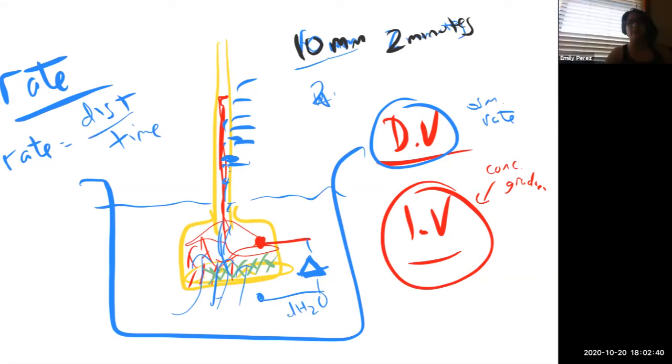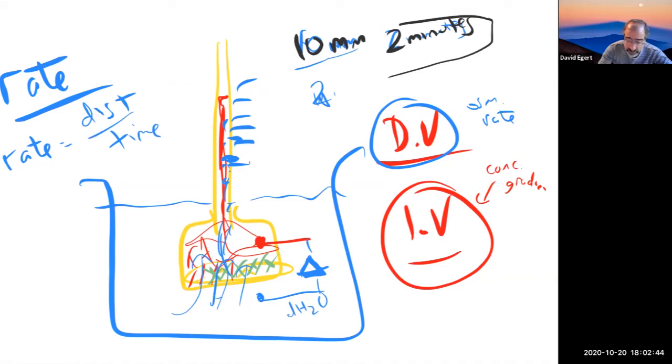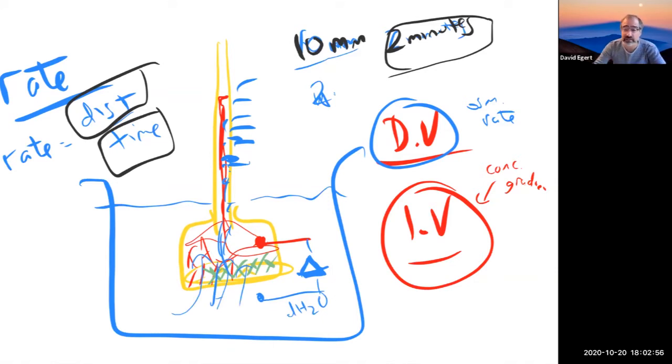Again, all you do is ask what is the time that you're looking over, how far did it go in that time, and you calculate it and you get a rate. We're going to be looking at rates again later on in this class and some of the other labs. So you want to really make sure you understand what rate is and how to calculate rate.